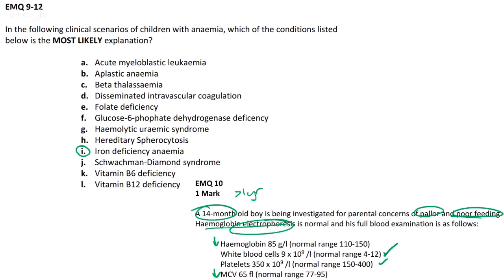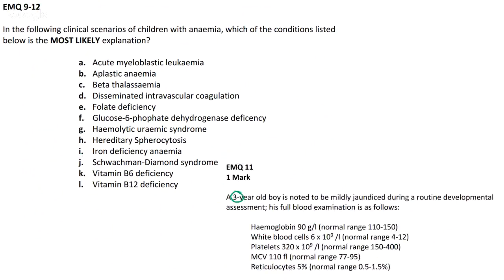So his electrophoresis was normal. So he has IDA. Okay. So a 3-year-old boy, mildly jaundiced. Okay, HB, that's low. That's normal. So we can rule out things like leukemia, etc. That's normal. So we can rule out DIC. MCV is high. Reticulocytes are high. Okay. So reticulocytes are high indicates what? Hemolytic. Okay. So hemolytic.